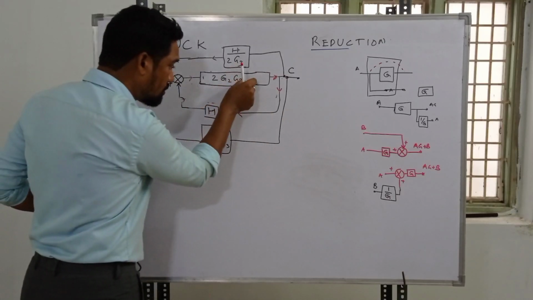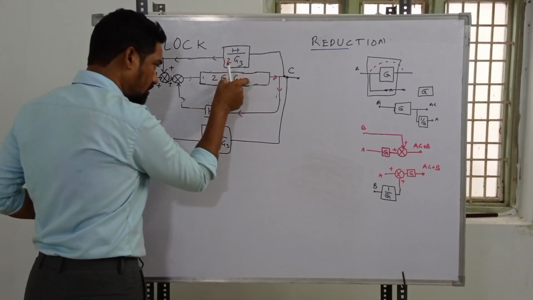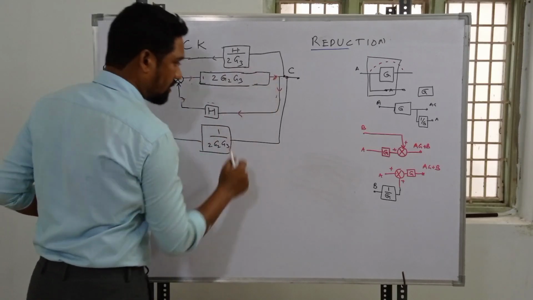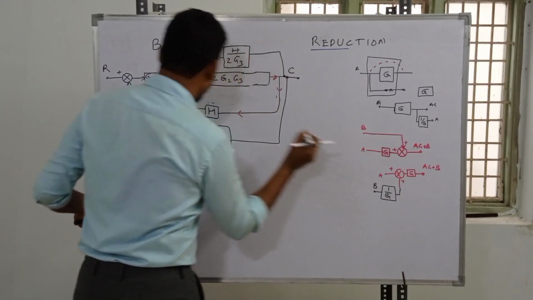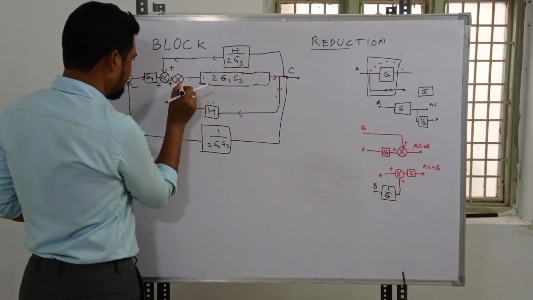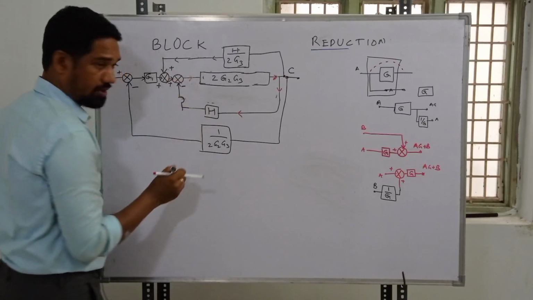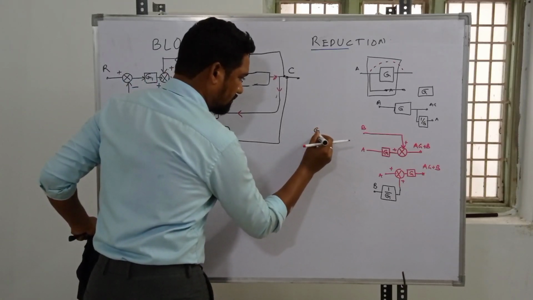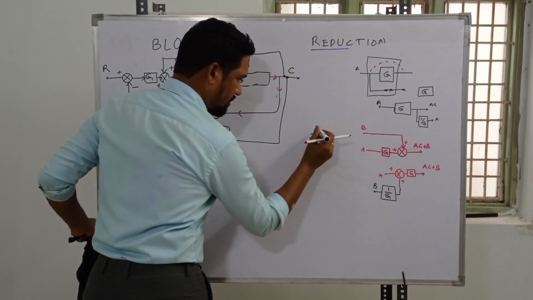Now this one will be G, this one will be H, whatever the transmittance: transmittance G, and this one H. So how do we eliminate from this point to this point, making use of what rule? If you remember, it's negative. From the beginning we stick to that: it's coming back and being subtracted over here, so it's a negative feedback.